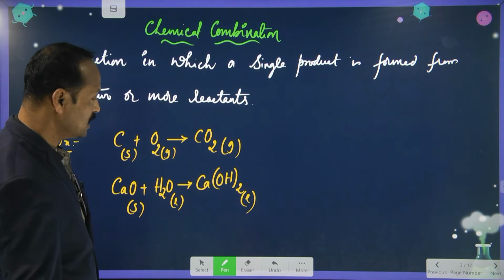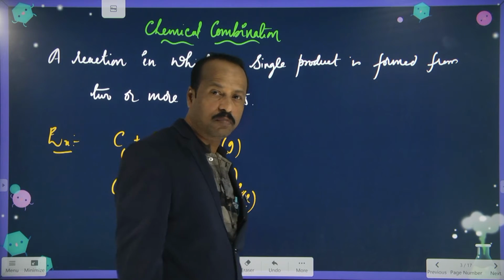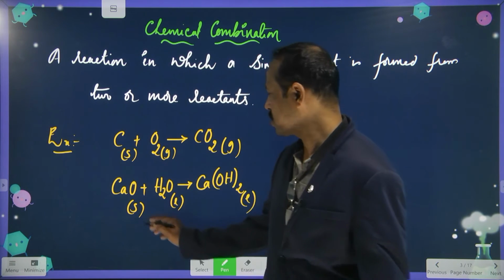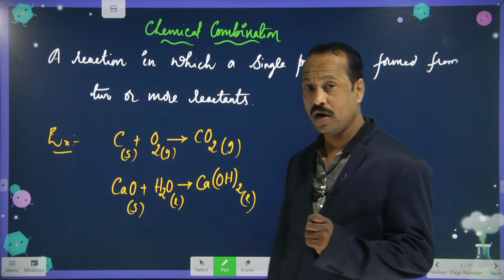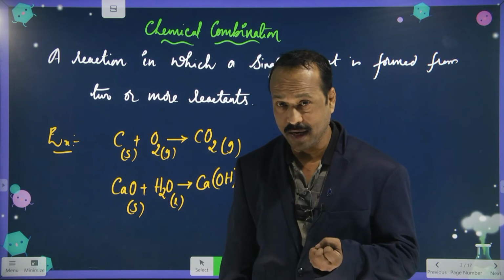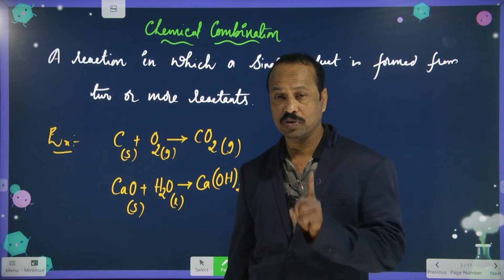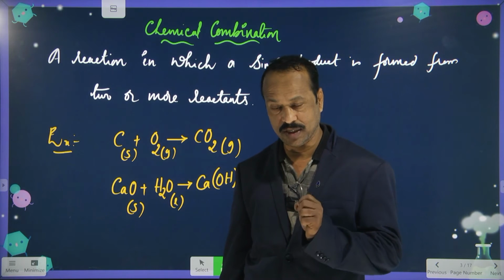Right. So like this, these are called reactants. This is called a product. So a reaction in which 2 or more reactants combine to form a single product is called a chemical combination. Is this clear to you?